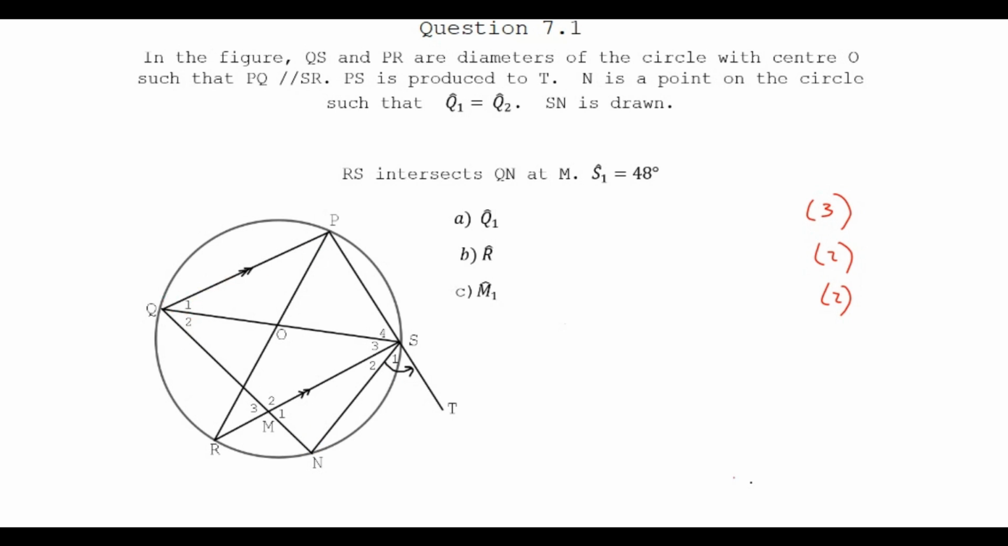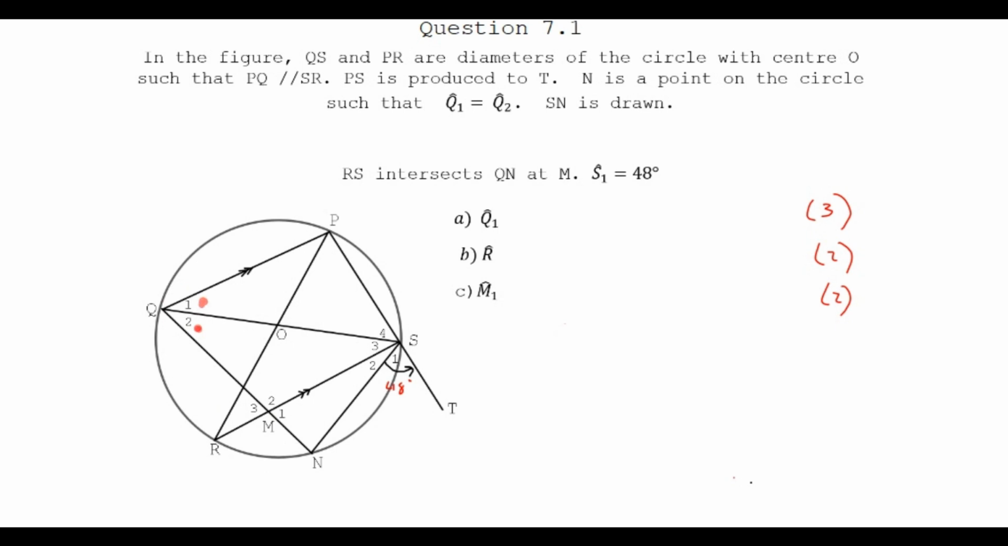So N is here because that halves that angle, okay? And SN is drawn. SN connects that. RS intersects QN, so RS over here intersects QN at point M. And S1 equals 48 degrees. Okay, cool. Let's quickly write that one in, 48 degrees. Now, they gave us really important information that's not on the sketch, being Q1 equals Q2. So go and draw that in immediately.